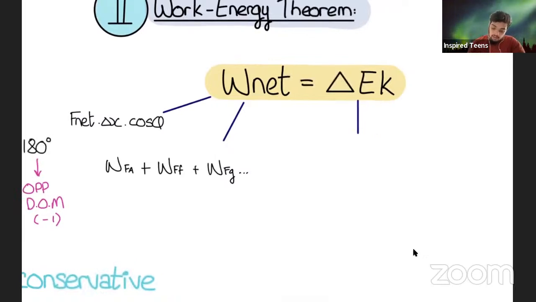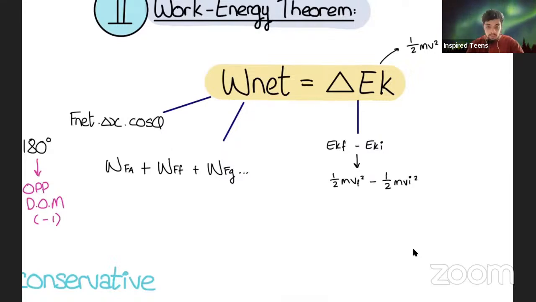And the third thing we need to discuss for this is delta EK. Firstly, remember, EK itself is half mv squared. Delta EK is the change in kinetic energy, so EK final minus EK initial, right? It can be broken down. Its formula would be half m v final squared minus half m v initial squared. You can take the common factor of half m if you'd like and represent it slightly differently: half m times v final squared minus v initial squared.